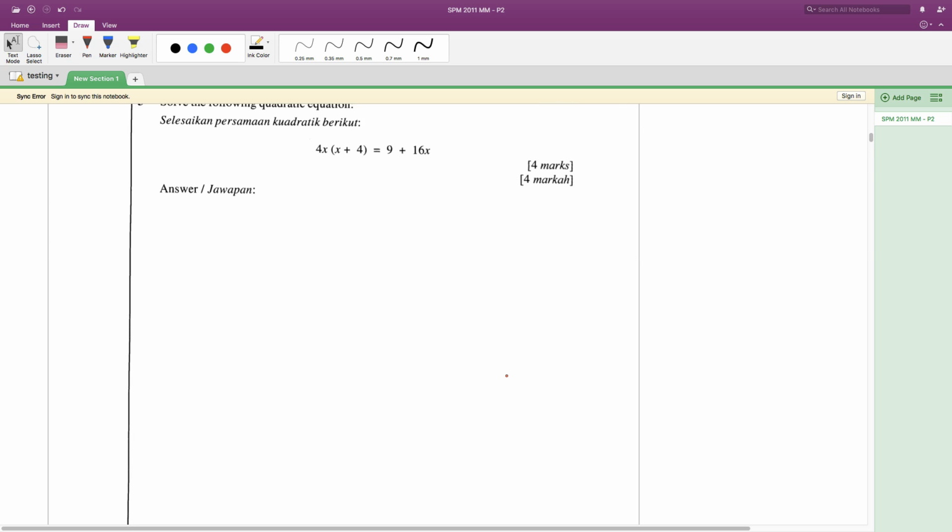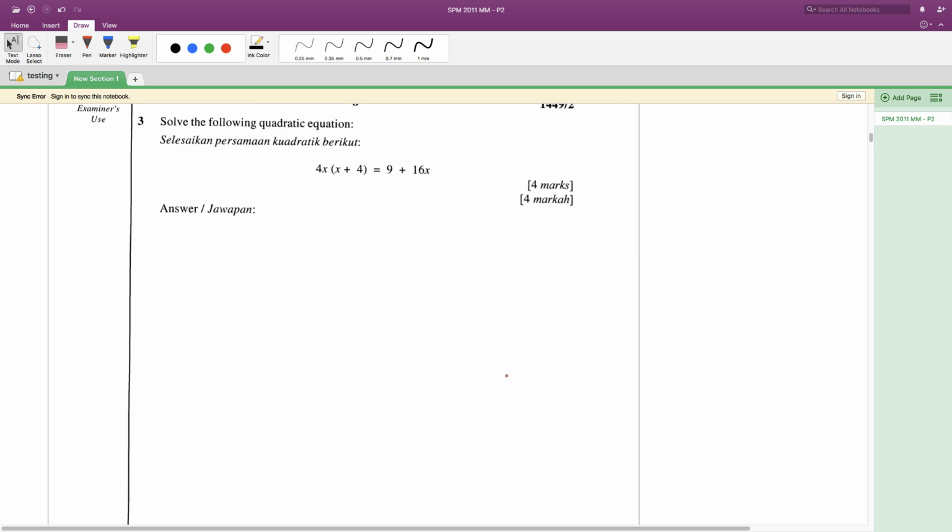Okay, let's move on. If you have any question, please stop me. Or you can just type anything on the text box, on the group chat there, and then I will check over there. Okay, solve the following quadratic equation. You just need to solve this one.